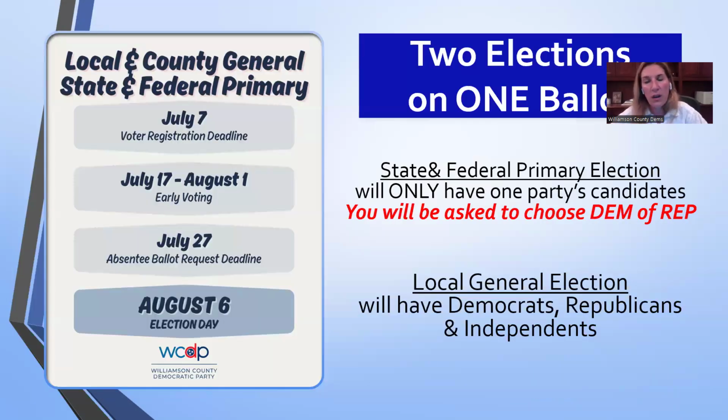The first thing that I want to make sure everybody understands is that this is two elections on one ballot. So yes, when you walk in, the election commissioner, where your voting location, they will ask you if you would like a Democratic or a Republican primary. And this is because the state and federal races are primaries, but the local elections are general elections. So I want to make sure everyone understands that regardless of what kind of primary you choose, you will have both parties' candidates for the local general elections at the bottom of that ballot.